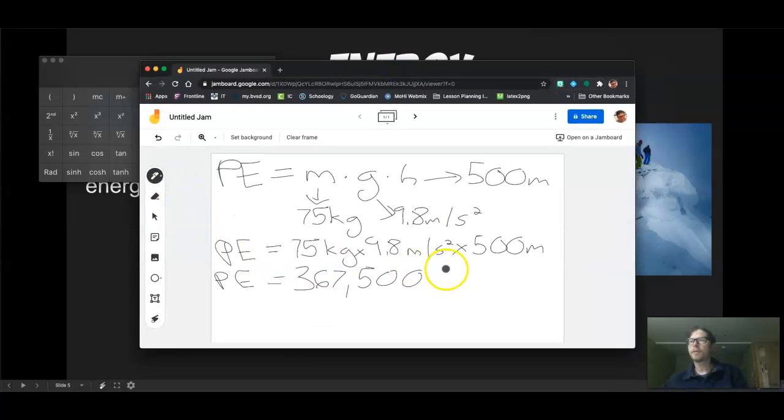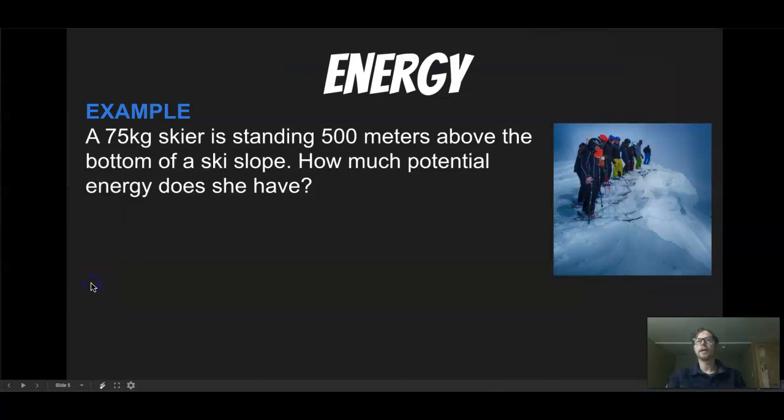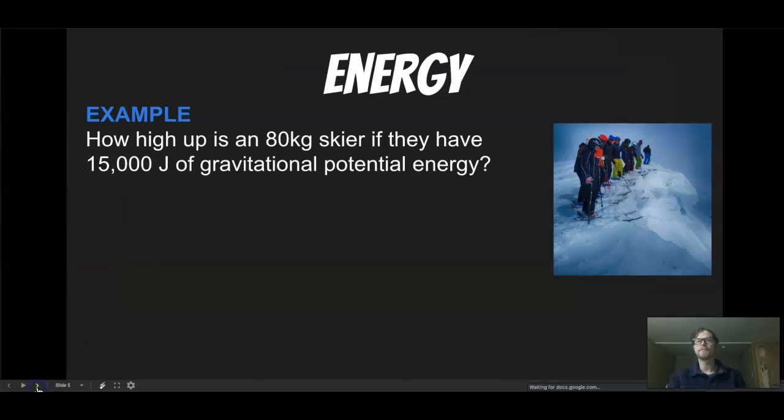That might seem funny because you already learned that the unit for work is joules, but since energy is just the ability to do work, it's also the same thing. So 367,500 joules is how much potential energy that skier has. Okay, now let's try calculating it a different way.